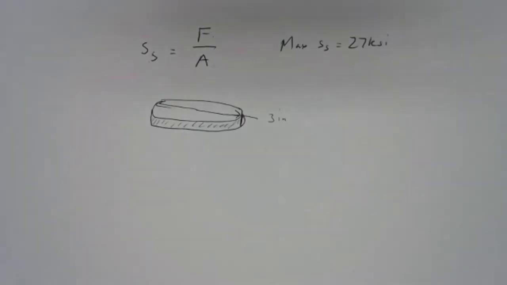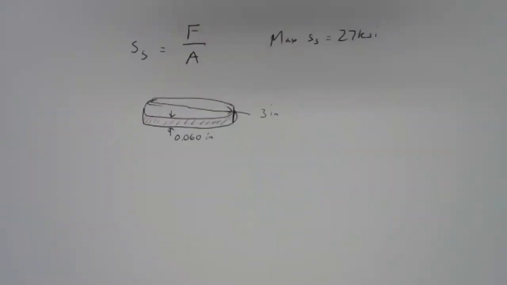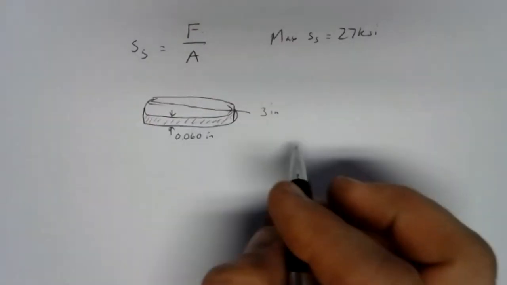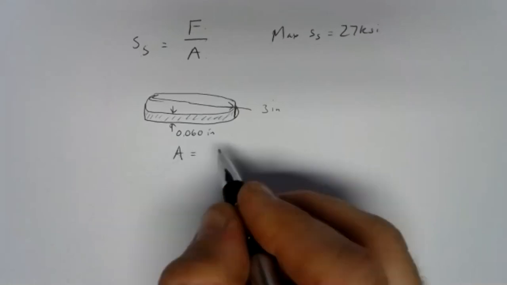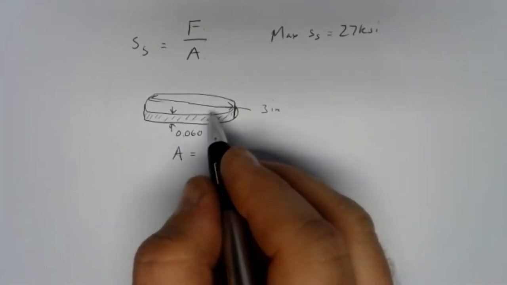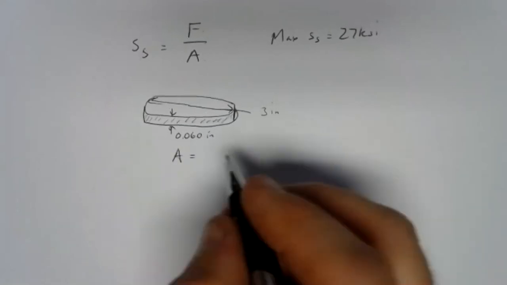and it has a height of the thickness of the sheet metal, 60 thousandths of an inch. So this is 60 thousandths thick. Well, we can find the area here, and the equation I gave you was the surface area, which is the area that was resisting shear. When this punches through, that's the area that we expose.